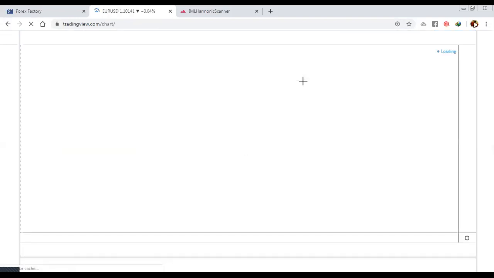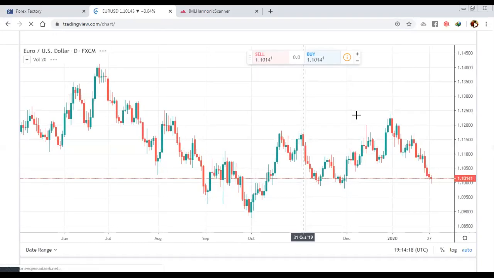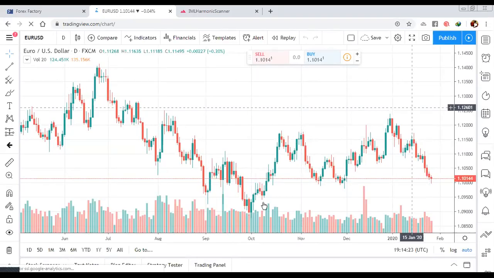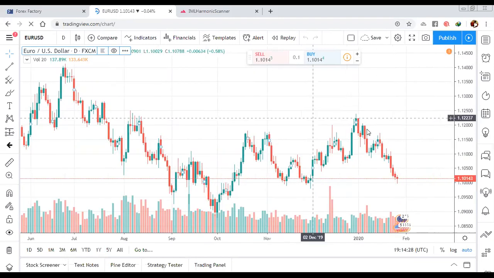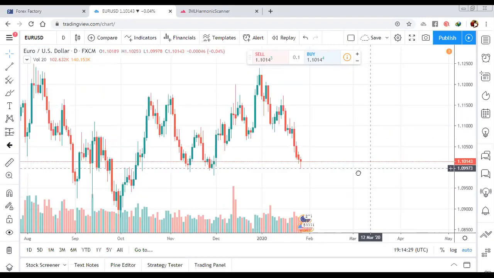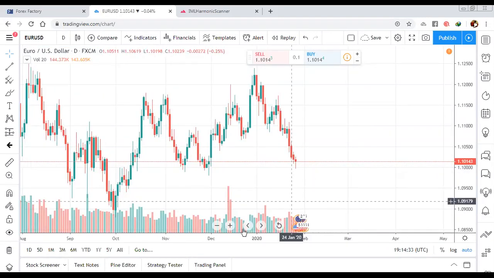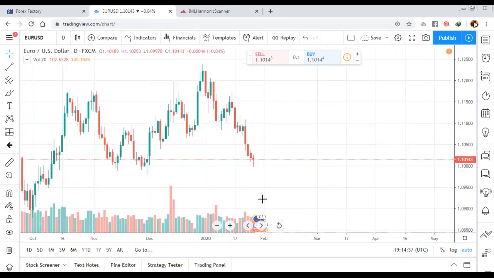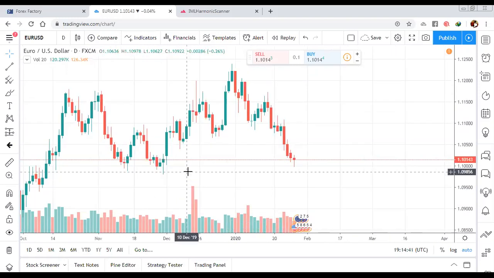Now, this is TradingView. This is the TradingView platform. This is a site where you can do your analysis in the forex market and actually use it in your trades as well. Why I'm using TradingView is because I want to show you the things that you can use to trade in this market.